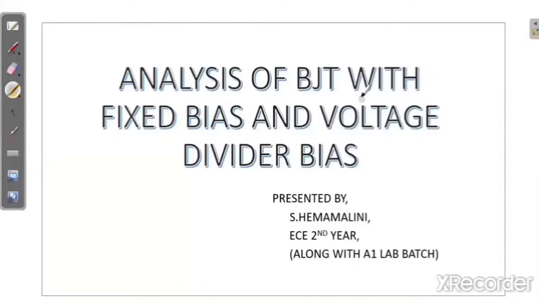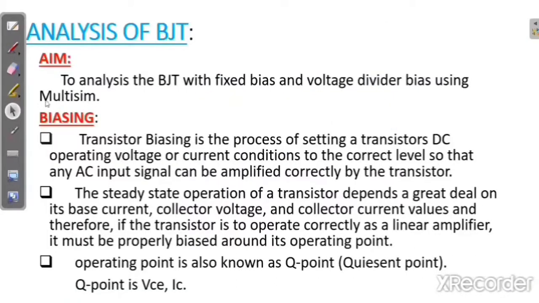Hello everyone. In this video, we are going to see the analysis of BJT with the fixed bias and the voltage divider bias. So we are going to analyze a BJT circuit with these two types of biasing. For that, first we have to see the concept of this. In simple terms, the aim of the experiment is to analyze the BJT with the fixed bias and the voltage divider bias, especially using the software known as Multisim.